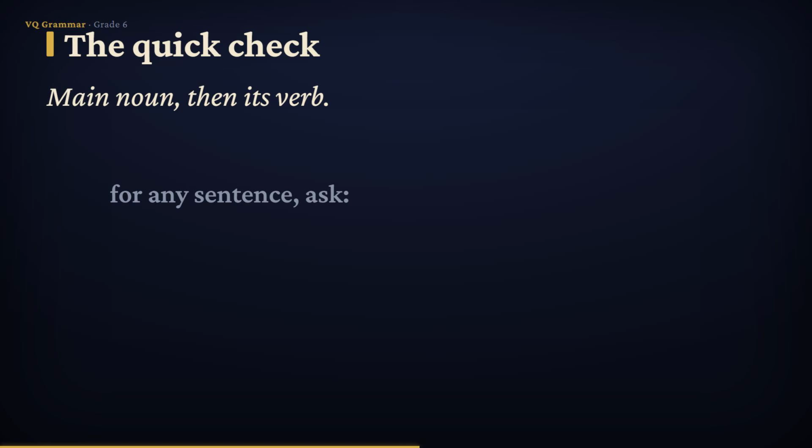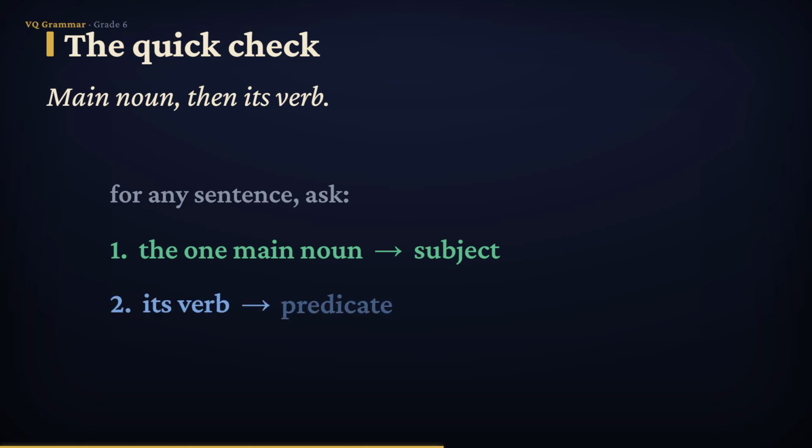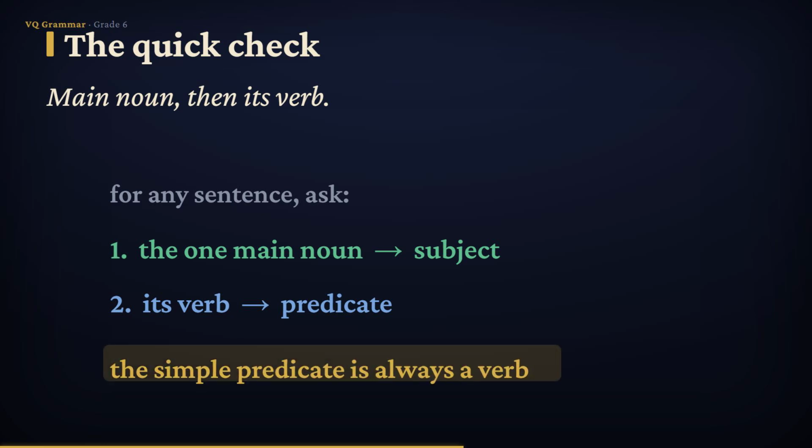Let's boil it down into a quick check you can run on any sentence. First, ask, what is the one main noun this sentence is about? That's your simple subject. Second, ask, what verb goes with it? What does that noun do, or what is it? That's your simple predicate. And never forget the rule that makes it easy. The simple predicate is always a verb. Find the main noun, find its verb, and you've found the heart of any sentence.